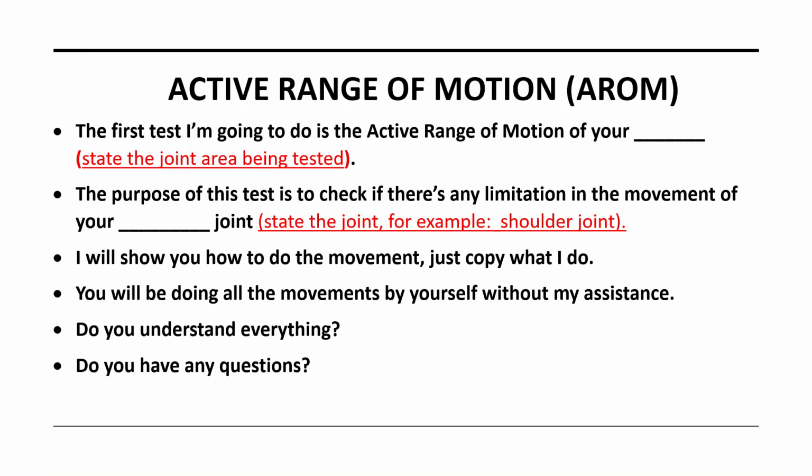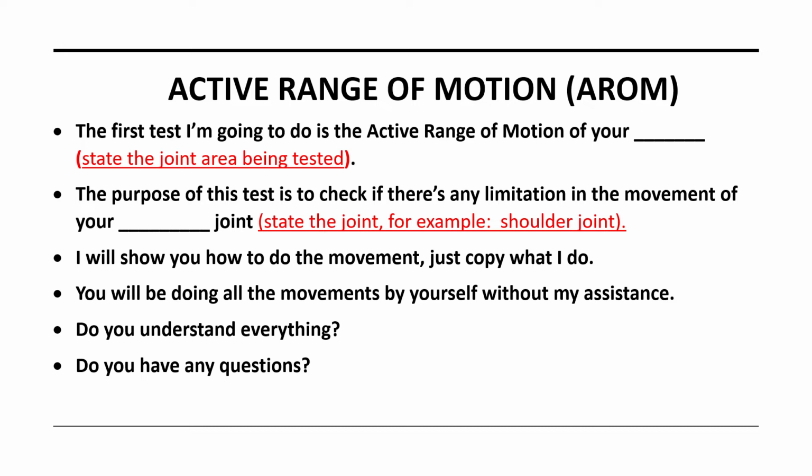This script may be helpful for the oral or practical examination. The first test I'm going to do is the active range of motion of your blank joint. State the joint area being tested. The purpose of this test is to check if there's any limitation in the movement of your blank joint. State the name of the joint. For example, the shoulder joint.